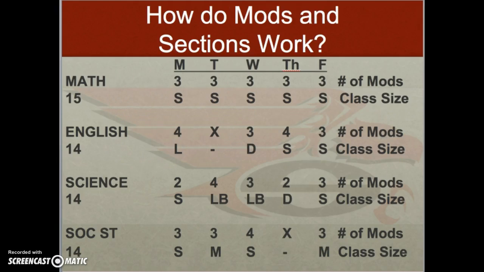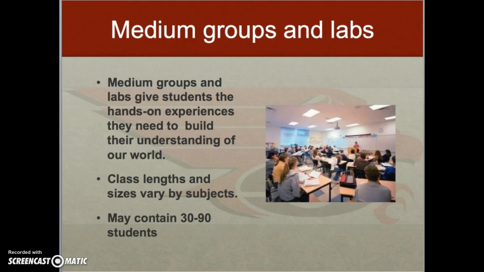And we have social studies that has a small group 3 mod on Monday, a 3 mod medium group on Tuesday, a 4 mod small group on Wednesday, no class on Thursday, and then you would potentially go to a 3 mod medium group on Friday. So you would have 2 medium groups in 1 week. And as we know, the medium groups will be in room 252 or in the LGI depending on placement. And typically this would be an area where you would be in a class with 30 to 90 students.